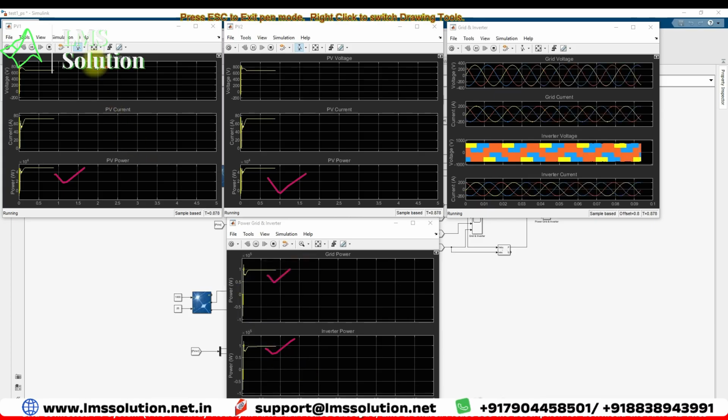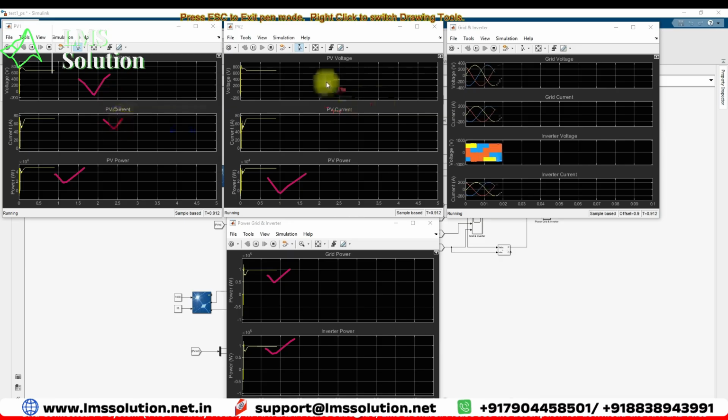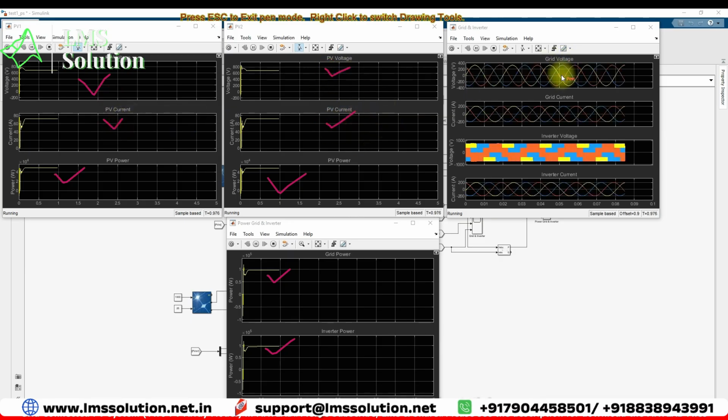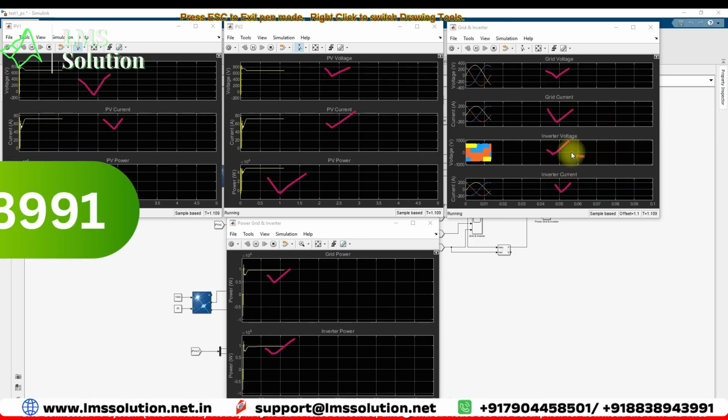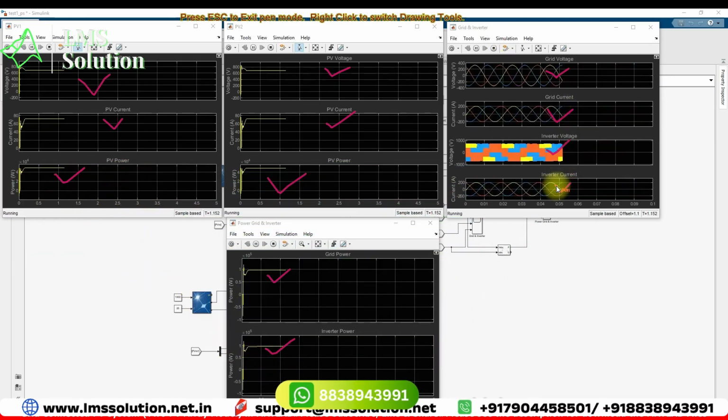And then here you can see that this is the PV voltage and PV current. This is the PV voltage and PV current of the PV array 2. And here you can see that this is the grid voltage and grid current. So this is the inverter voltage and the inverter current. Both the grid current and inverter current are sinusoidal. There is no harmonic in the grid current and inverter current.